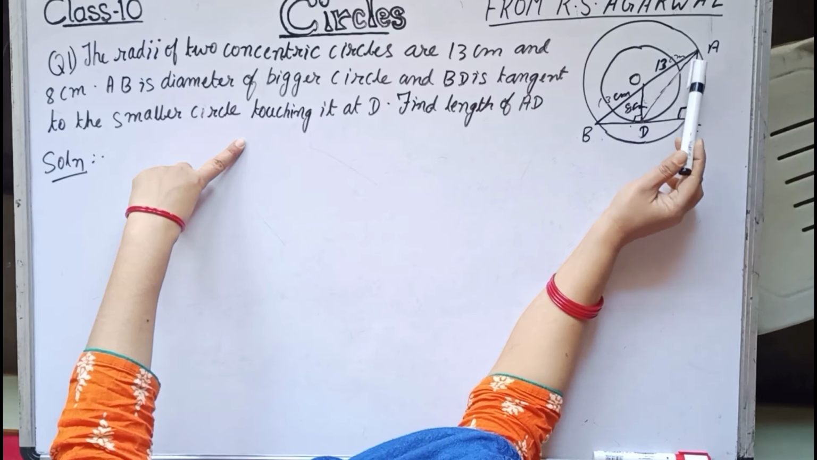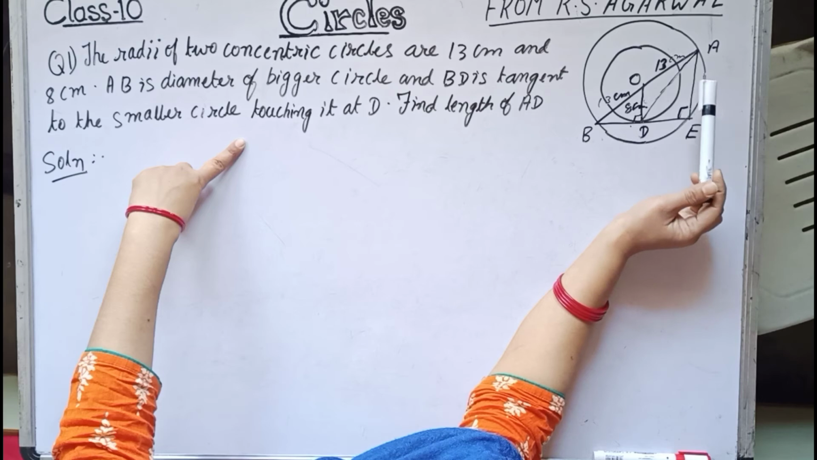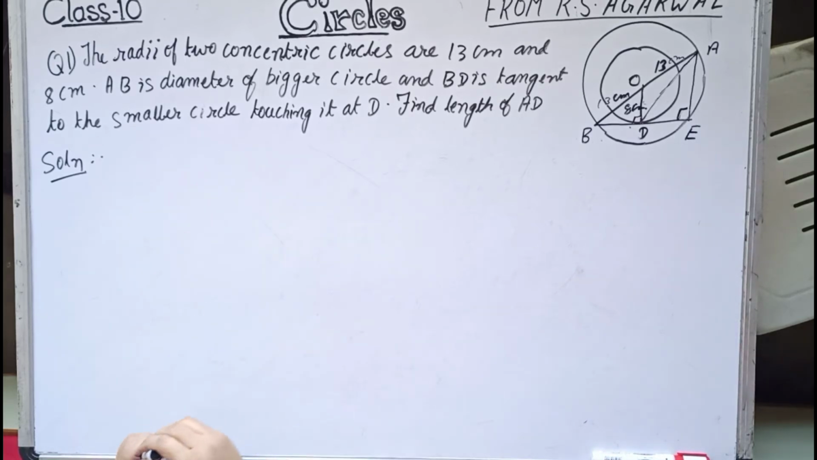Or you can use the Pythagoras theorem in triangle ABE, because this value is known, this value is known, so this value will be equals to AB square minus BE square. So AE value known, DE value known, so AD square will be equals to AE square plus DE square, and hence our solution will be done. So let us start.